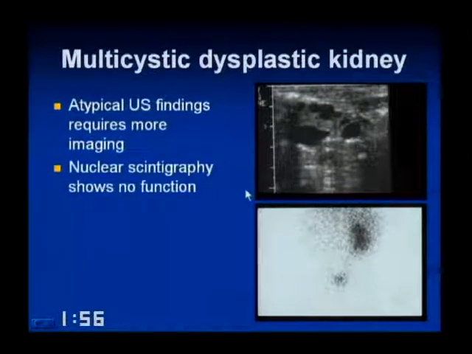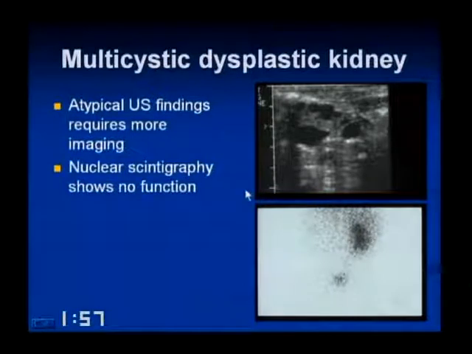There's two different types of multicystic dysplastic kidney generally. There's a hydronephrotic form, which looks like a UPJ obstruction, and then there's a form that's kind of a bunch of grapes type of form. And sometimes you'll look at an image and you'll have no idea what it really is, so you need to do a little bit more work.